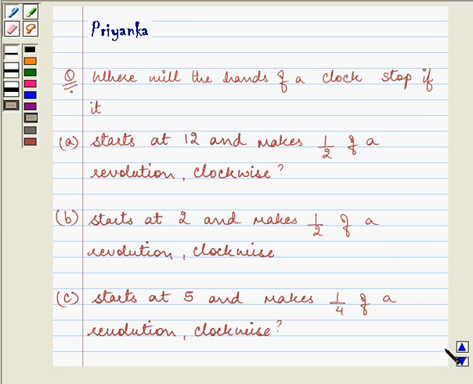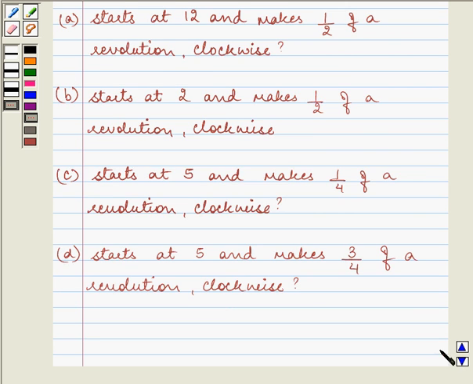Now, for this, we need to know what 1/2 of a revolution, 1/4 of a revolution, and 3/4 of a revolution mean. So, we'll be proceeding with our solution one by one.